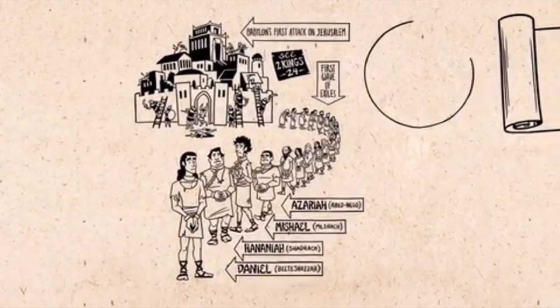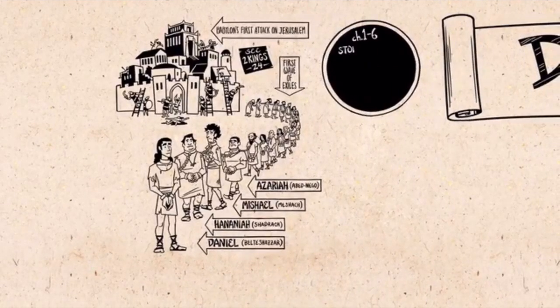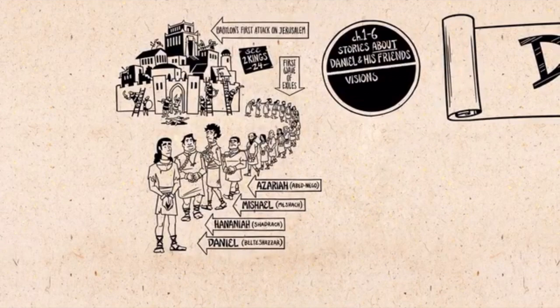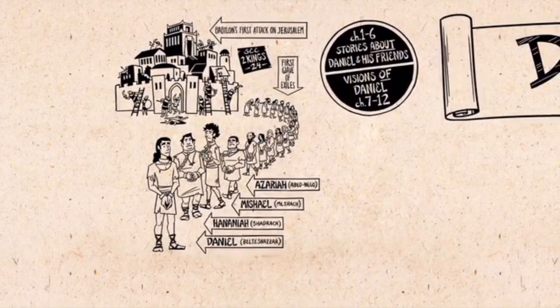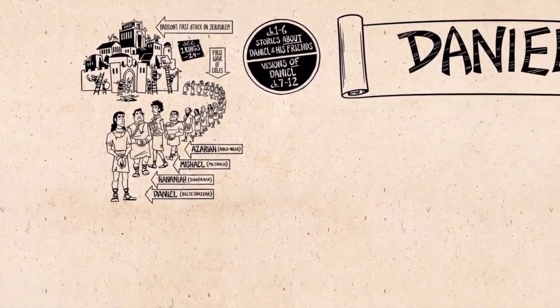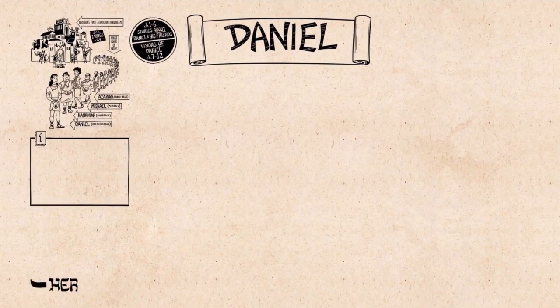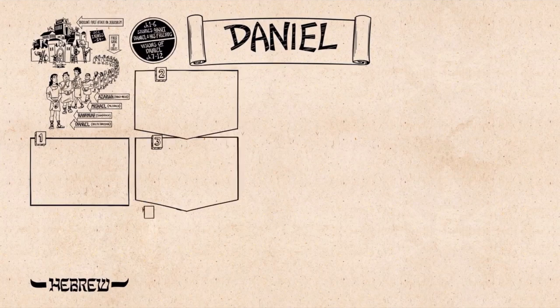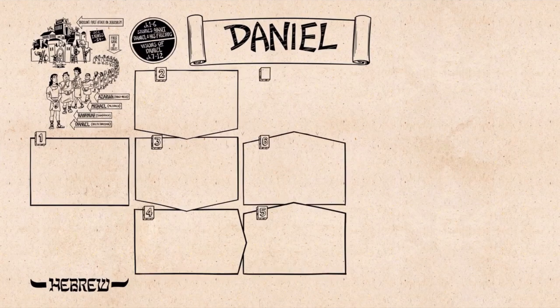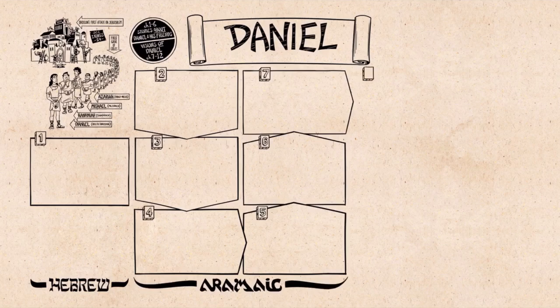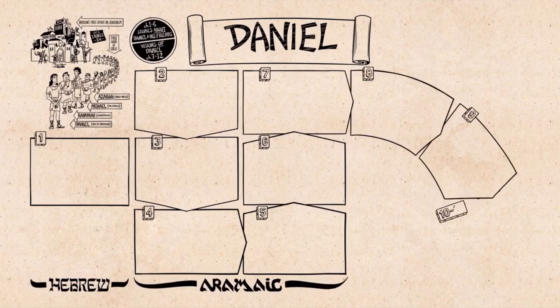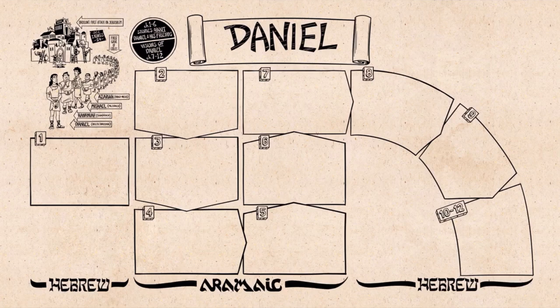The book's design seems pretty simple at first. Chapters 1 through 6 contain stories about Daniel and his friends in Babylon, while chapters 7 through 12 contain the visions of Daniel about the future. But this 2-part shape is made even more interesting by another design feature, and that's the book's language. It begins in Hebrew, the language of the Israelites, but chapters 2 through 7 are written in Aramaic, a cousin language to Hebrew spoken widely among the ancient empires. But then in chapters 8 through 12, it goes back to Hebrew. This design shows how chapters 2 through 7 are a coherent section, but it also highlights the importance of chapters 2 and 7 for understanding the later chapters of the book.